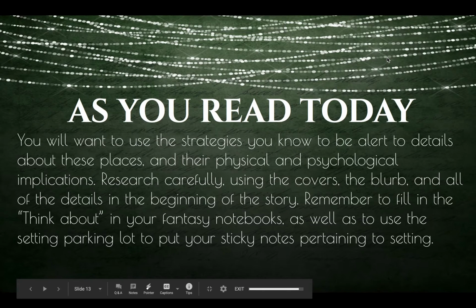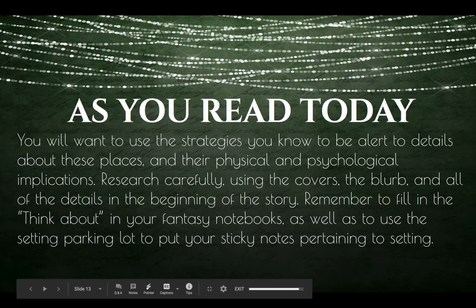As you read today, your fantasy books, you're going to want to use these strategies you know to be alert to details about these places and their physical and psychological implications. You want to make sure you're researching carefully using the cover, the blurb, and all the details in the beginning of the story. Remember to fill in the think about in your notebooks, right?